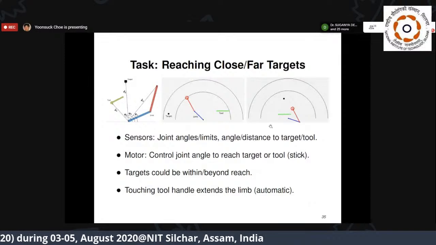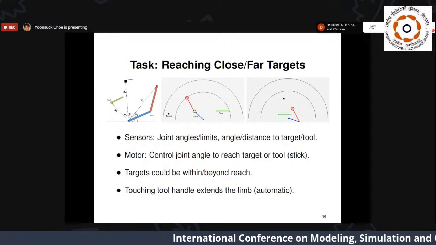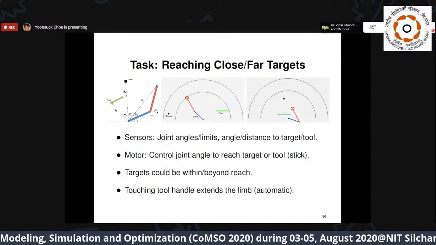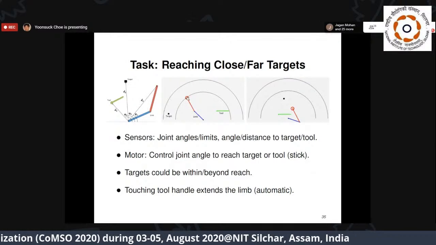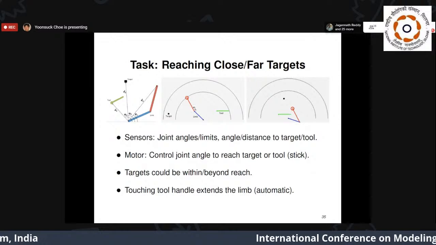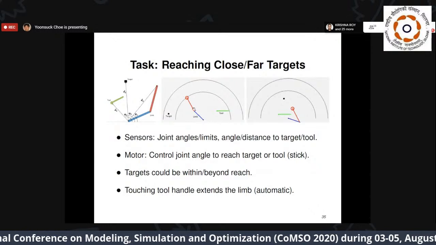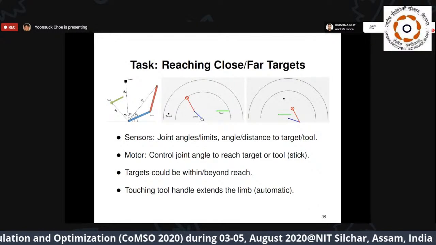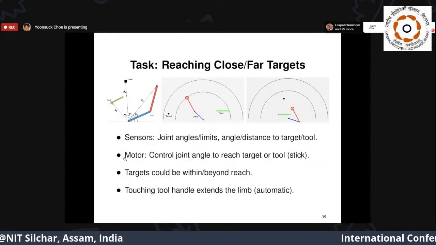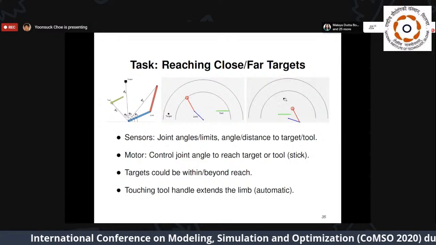So first we look at the simple tool use task. We have a simple stick arm. We have two limbs, and there are sensors: the angle and distance to the tool handle, the angle and distance to the target, and your current angle of these two joints. And now you need to control this limb by controlling the angles of your joints. You have the sensors, you have the motor command, and the target could be within reach.